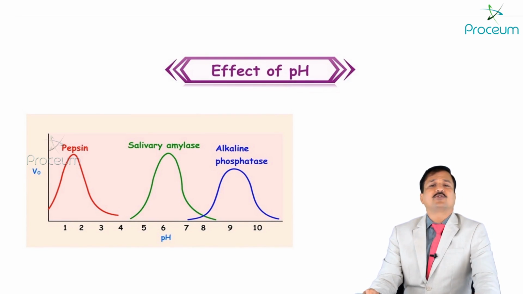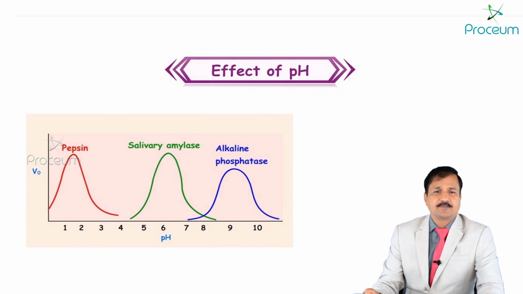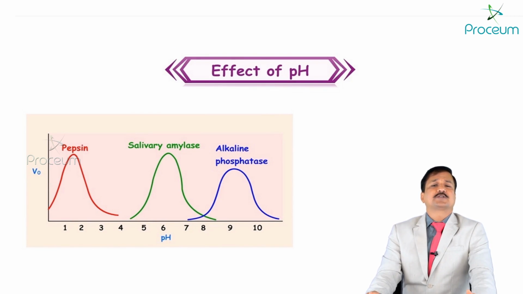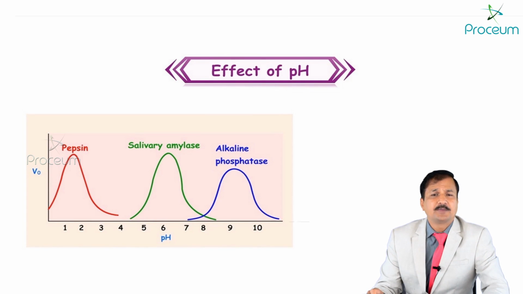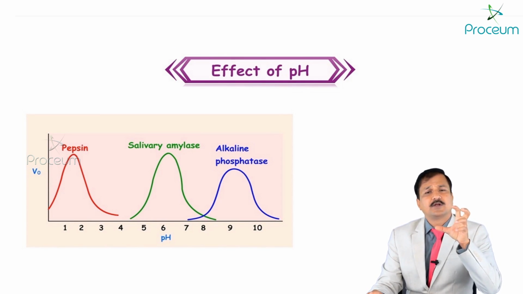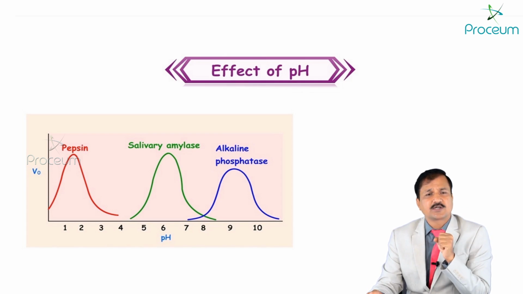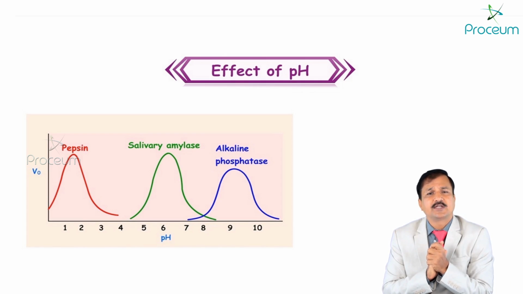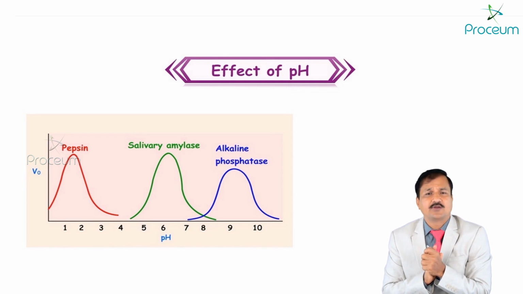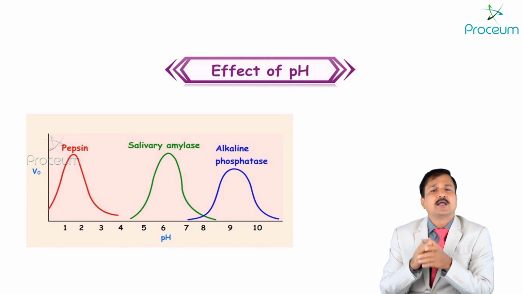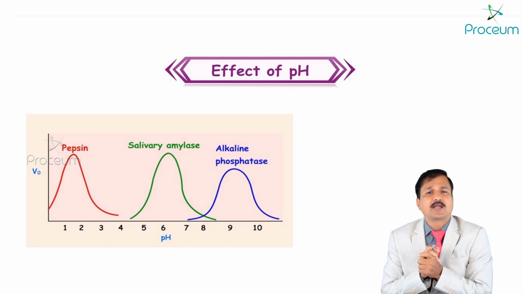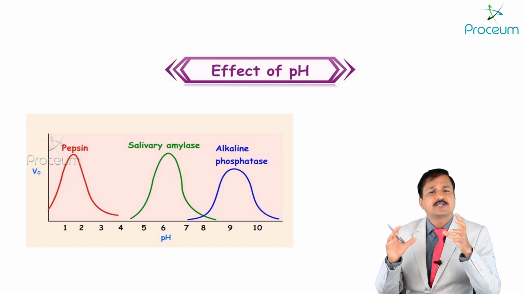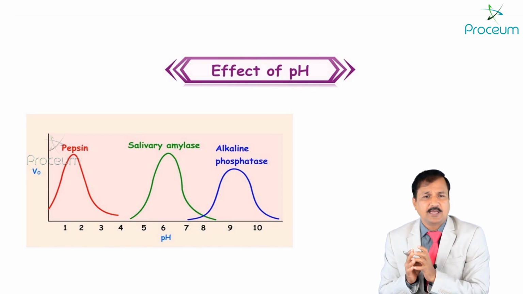Now let's move on to see what is the effect of pH on enzyme activity. Different enzymes have their own optimum pH, because the three-dimensional structure of these proteins can vary, and the kind of amino acids present in the active site of these enzymes can vary. So depending on that, their pH optimum can vary, because there is a relationship between pH and pKa.